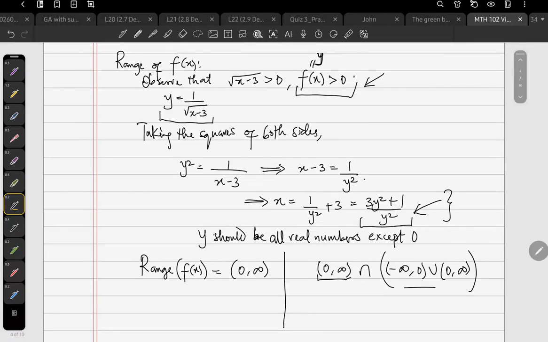When we combine these two limitations, that is why I've used intersection, because it must satisfy both of them. When you do the intersection of these two, you get just the positive numbers. So the range of f of x, that is the range of 1 over the square root of x minus 3, is (0, infinity). And that is the end of that.